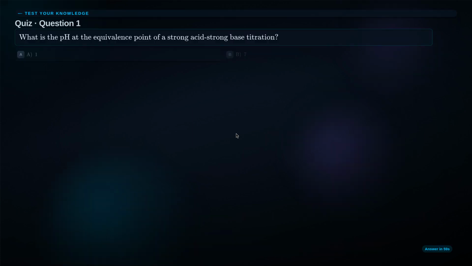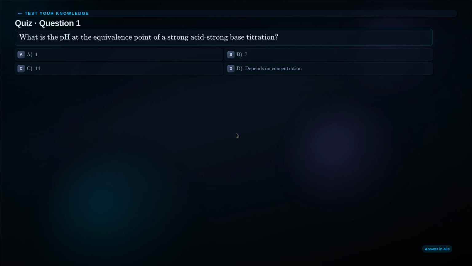Quiz question 1. What is the pH at the equivalence point of a strong acid-strong base titration? Option A, 1. Option B, 7. Option C, 14. Option D, it depends on concentration.